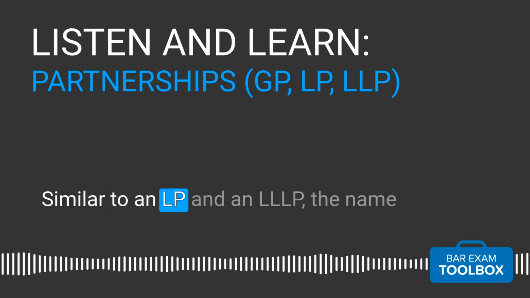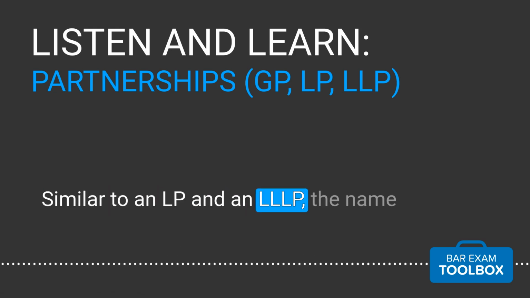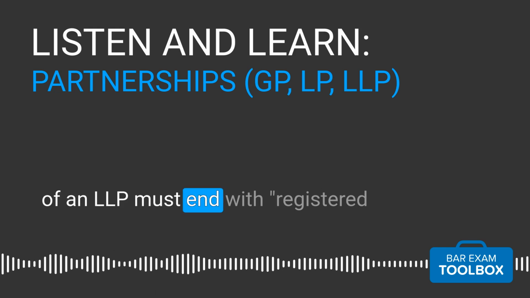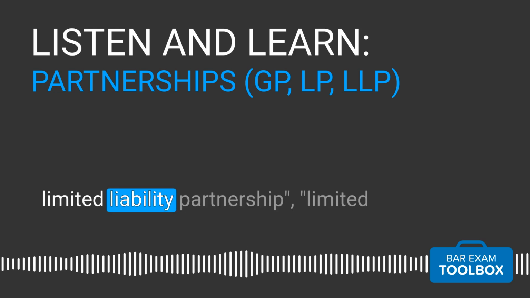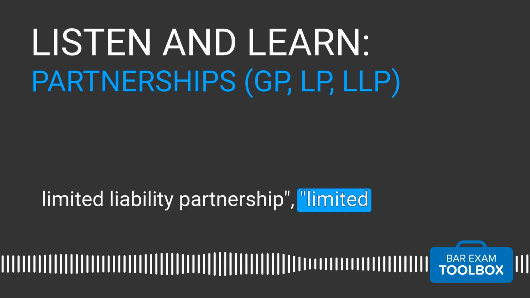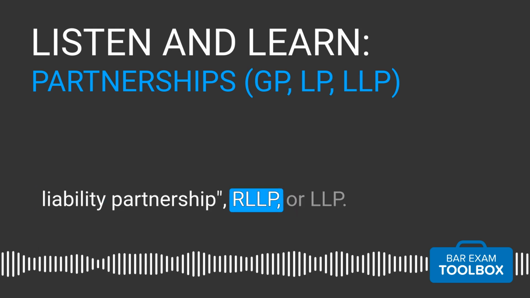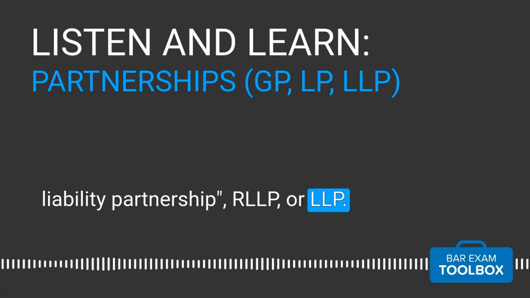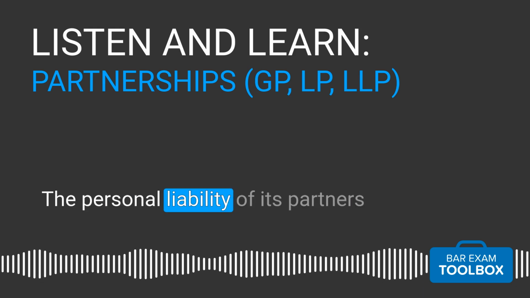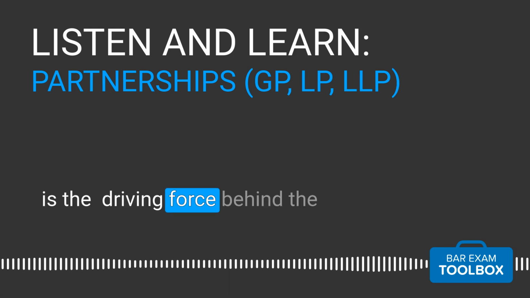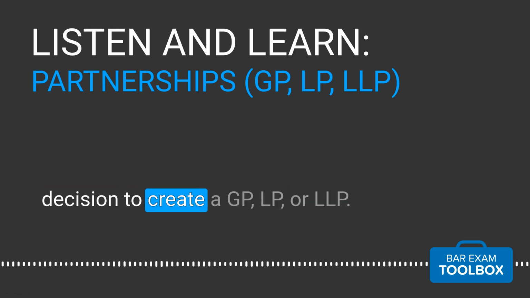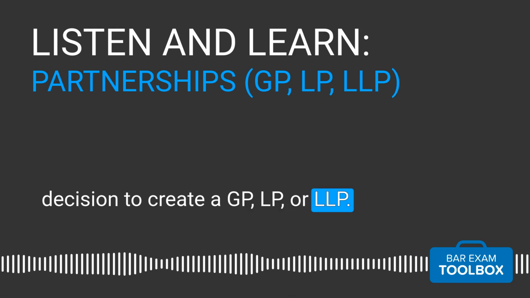Similar to an LP and an LLLP, the name of an LLP must end with Registered Limited Liability Partnership, Limited Liability Partnership, or LLP. The personal liability of its partners is the driving force behind the decision to create a GP, LP, or LLP.